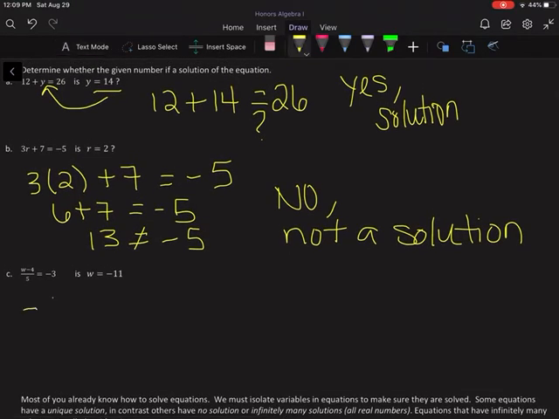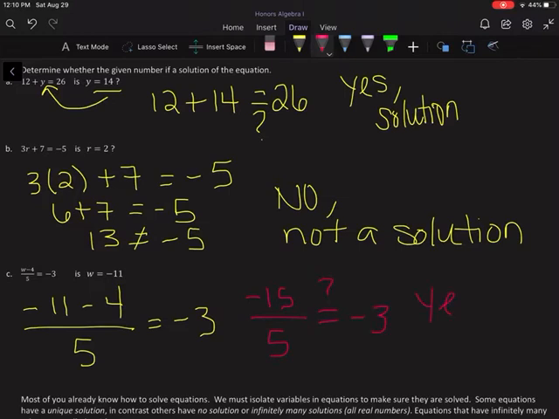This last one here. Again, order of operations, negative 11 minus 4 divided by 5. Does that equal negative 3? So negative 11 minus 4 is negative 15. Divided by 5, does that equal negative 3? Yes. So it is a solution.